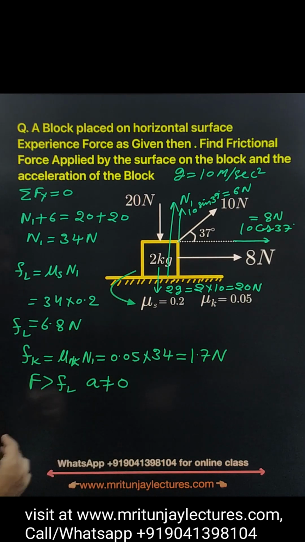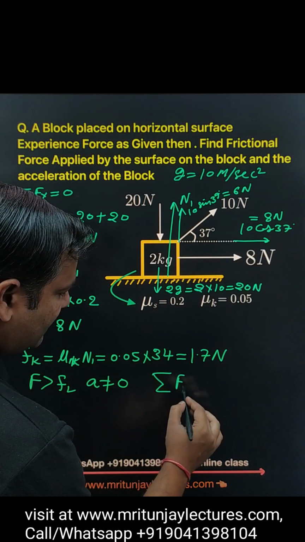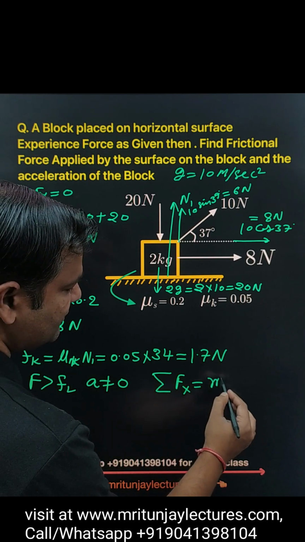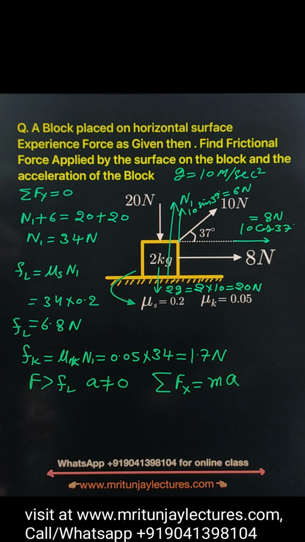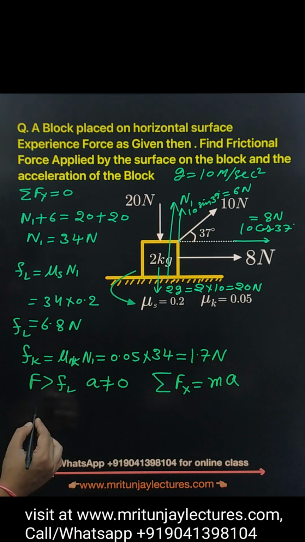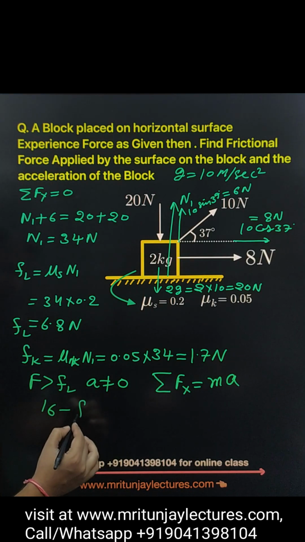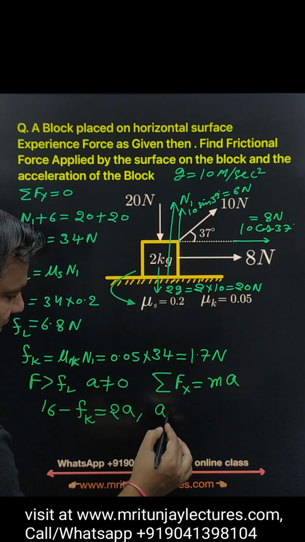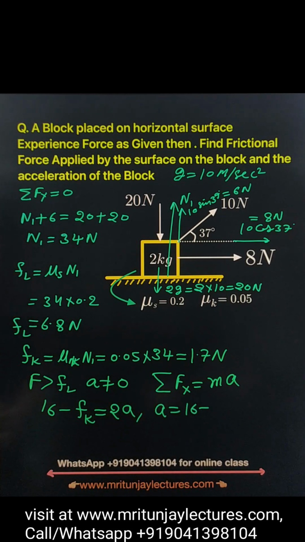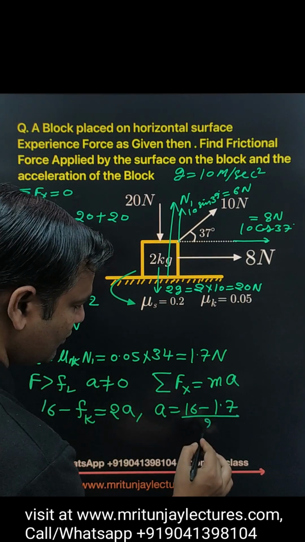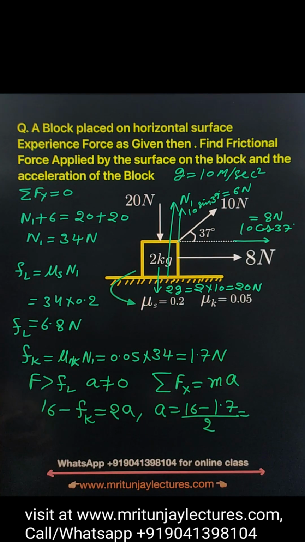According to Newton's second law, the sum of forces in x direction is equal to mass into acceleration. Net force in x direction, 8 plus 8, that is 16. 16 minus, during motion which frictional force acts? Kinetic friction. So 16 minus Fk is equal to mass into acceleration, 2 into a. So a is 16 minus Fk, Fk is 1.7, divided by 2.